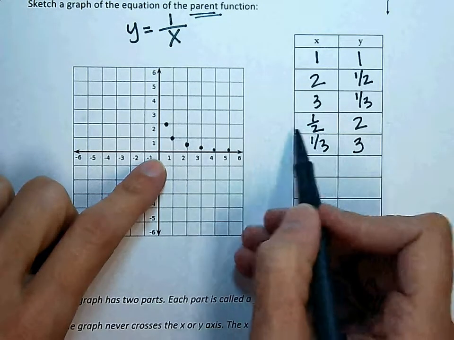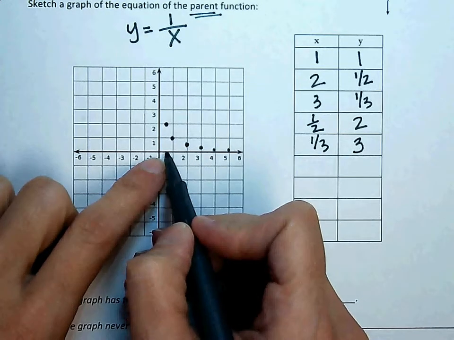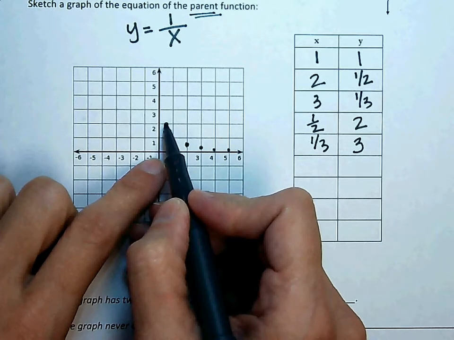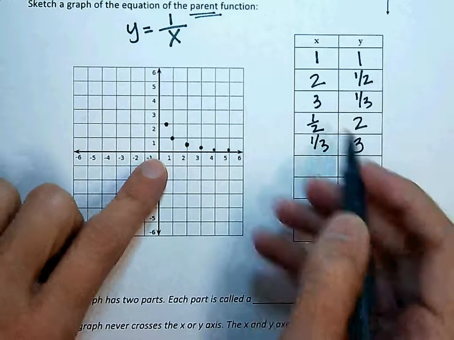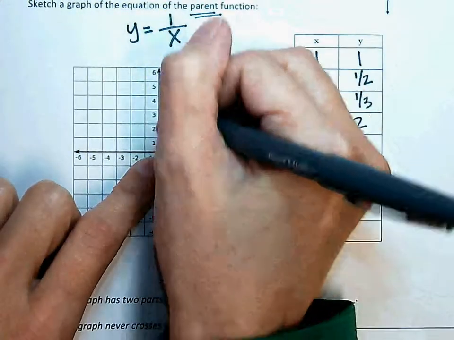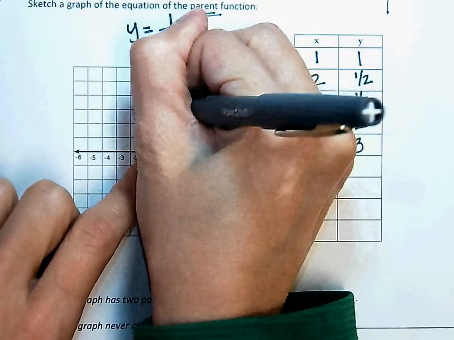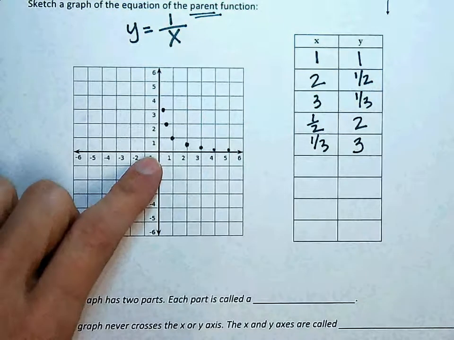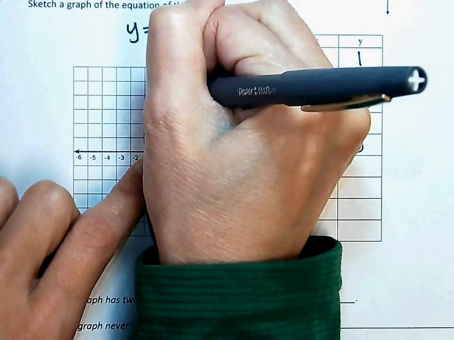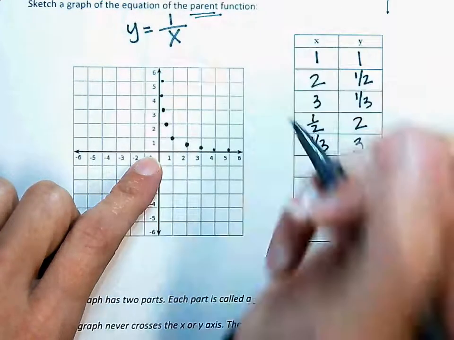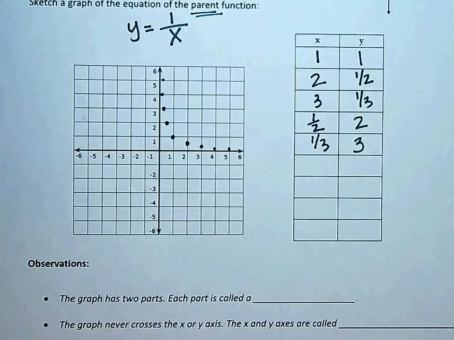So I took my 1/2, which x is 1/2, and it's up at 2. Okay, so now I'm going to estimate over at 1/3 right here, and then that's going to put me up at 3. So what do you think 1/4 is going to do? It's going to put it up at 4, and it's getting closer and closer and closer there, isn't it? Look how cute this graph is. It's not ugly. It's very cute.